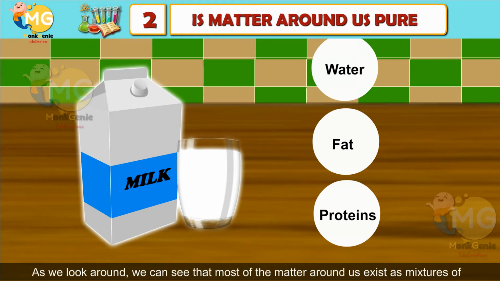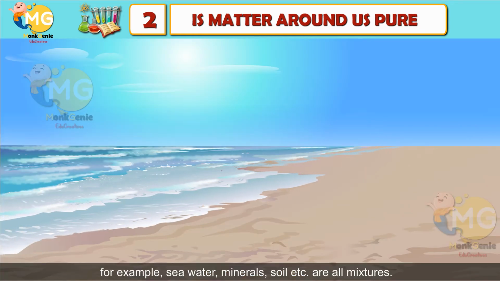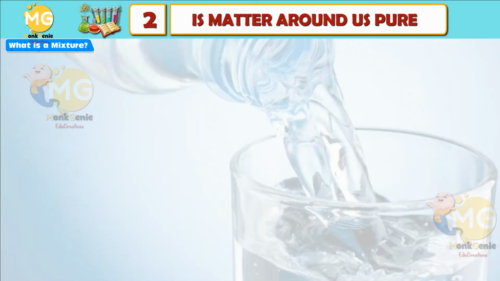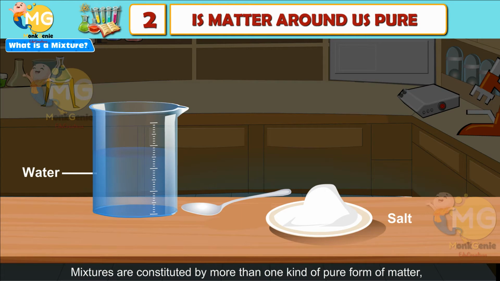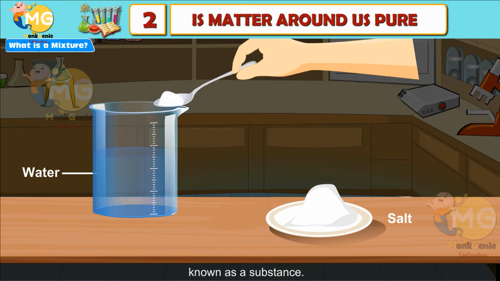As we look around, we can see that most of the matter around us exists as mixtures of two or more pure components. For example, seawater, minerals, soil, etc. are all mixtures. What is a mixture? Mixtures are constituted by more than one kind of pure form of matter known as a substance.